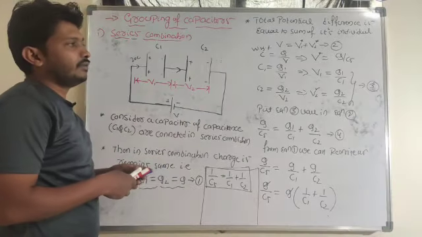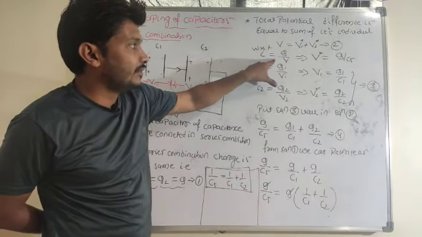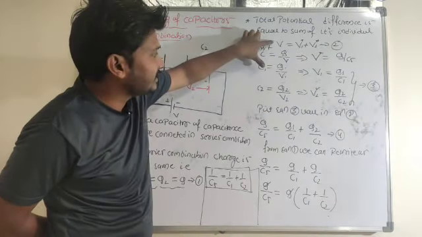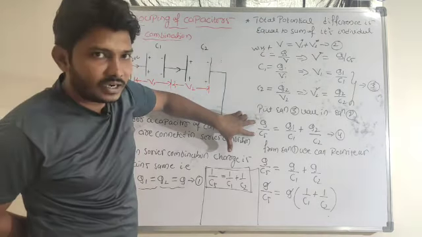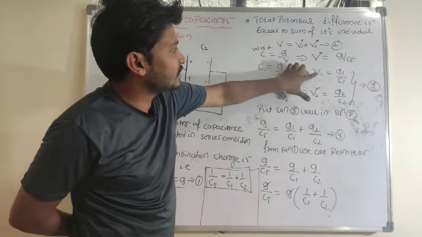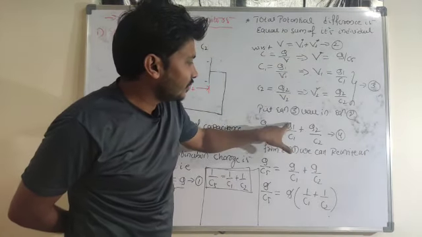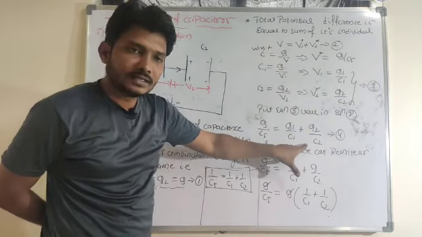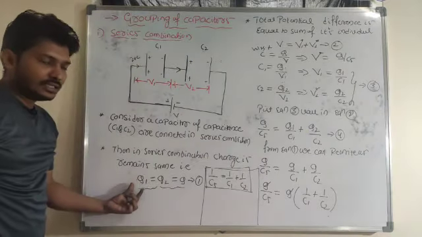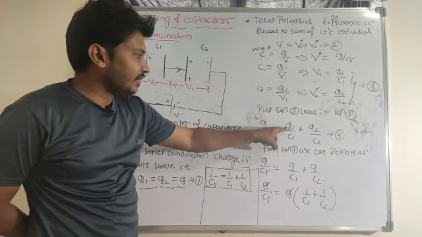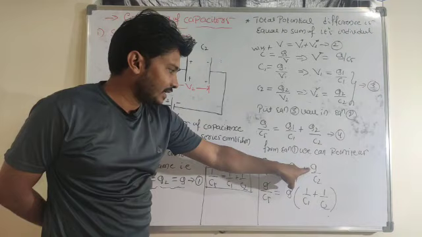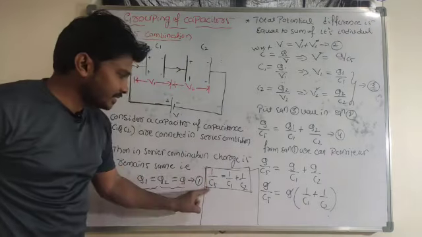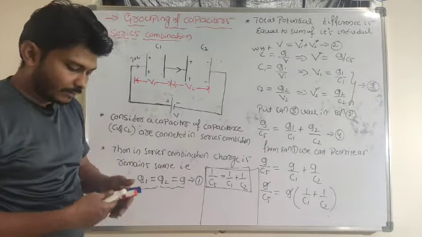In general I know the equation for capacitance: C is equal to Q by V. So V is equal to Q divided by Cs. Wherever V1 is there I will take Q1 by C1, plus wherever V2 is there I will take Q2 by C2. In series combination the charge remains the same, so instead of Q1 and Q2 I will take Q. The Q term on the left side also cancels out. 1 by Cs is equal to 1 by C1 plus 1 by C2.